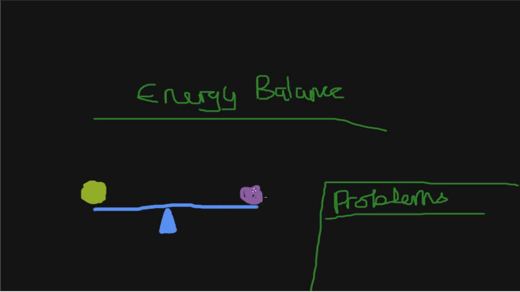So right now, these are two balanced sides. On the left side, you've got the amount of energy you take in, which is from your food, and the right side is the amount of energy you actually use, maybe from exercising, sports, etc. Now, if it's perfectly balanced, then I guess your mass won't change much.